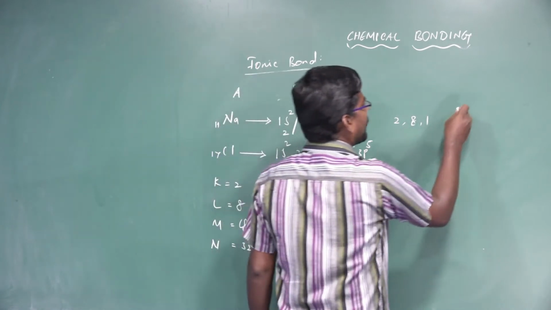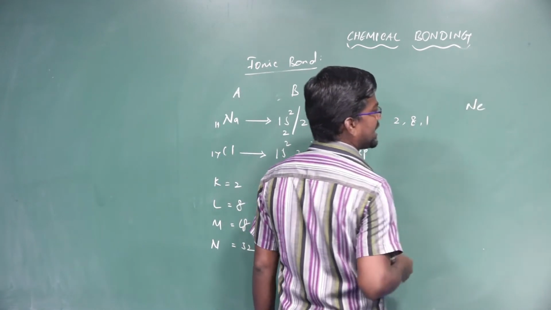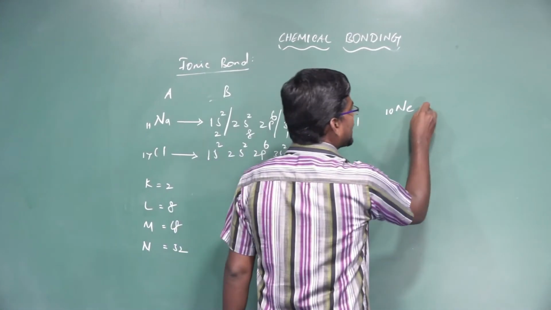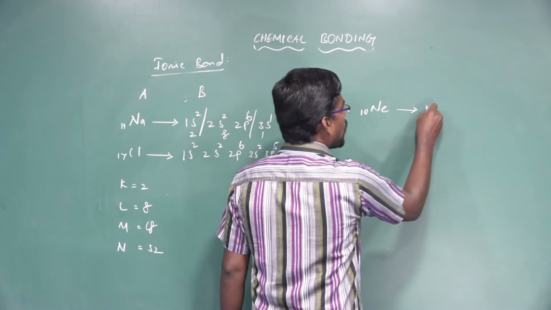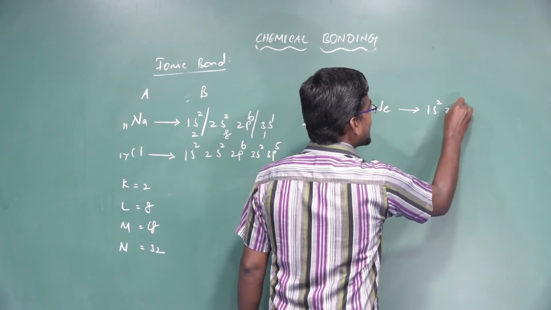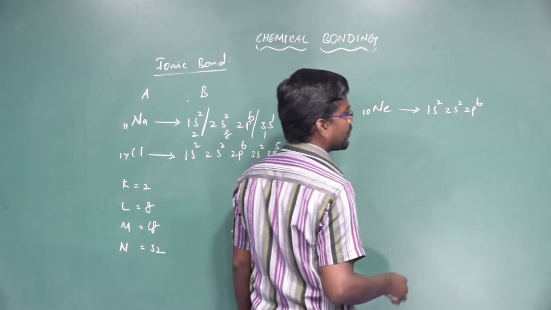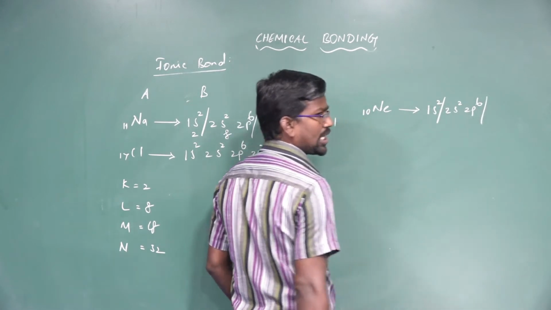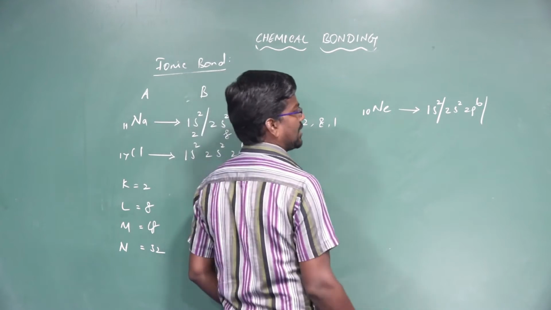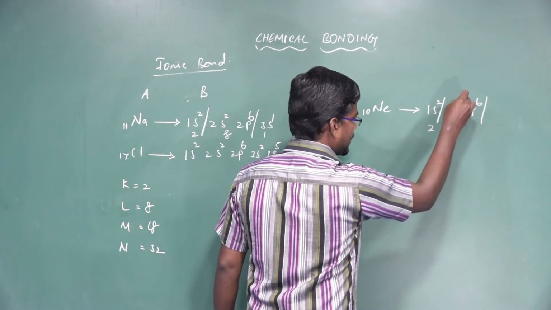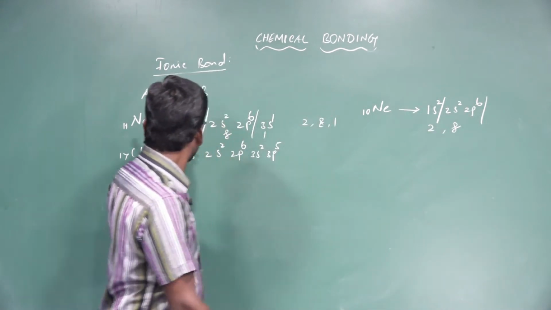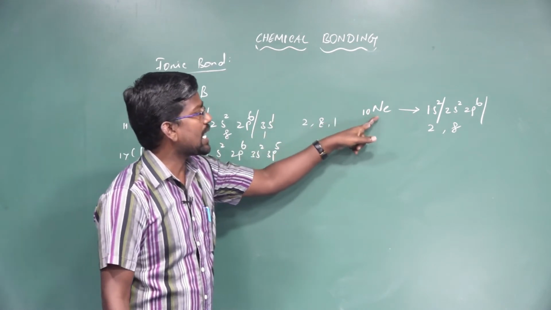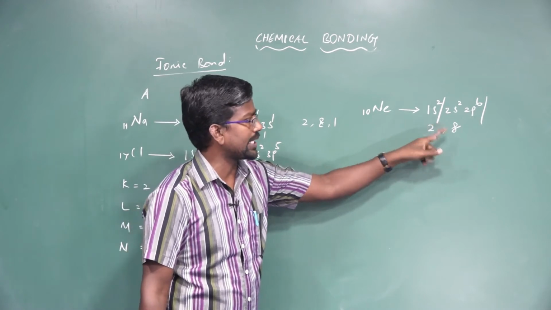What is the atomic number of neon? Neon, symbol Ne, has atomic number 10. The electron configuration of neon is 1s2, 2s2, 2p6: 2 electrons in the K shell, and 2s2, 2p6, totally 8 electrons in the L shell. So 2, 8. Sodium metal electron configuration is 2, 8, 1, and neon electron configuration is 2, 8.